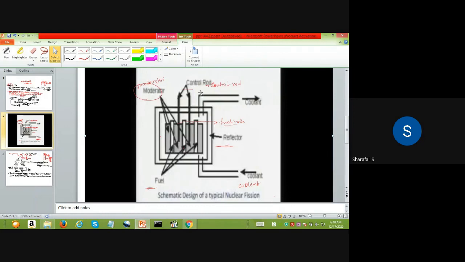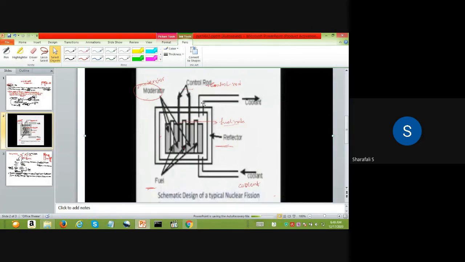We have one more thing, that is the control rod. I will explain something more about this in the next class also. So the control rod is used if there is an excess number of neutrons. Suppose we need two fission processes to happen in a second; such a reaction rate we will fix for reactors.